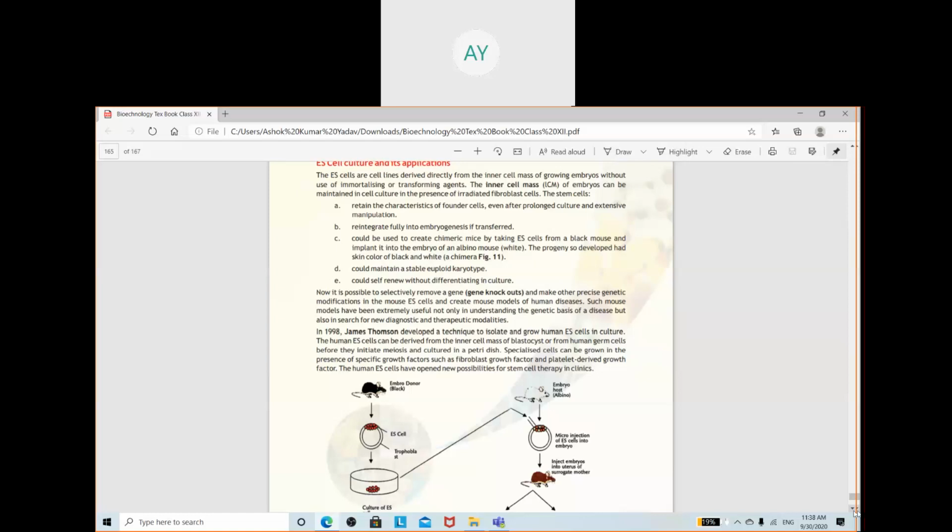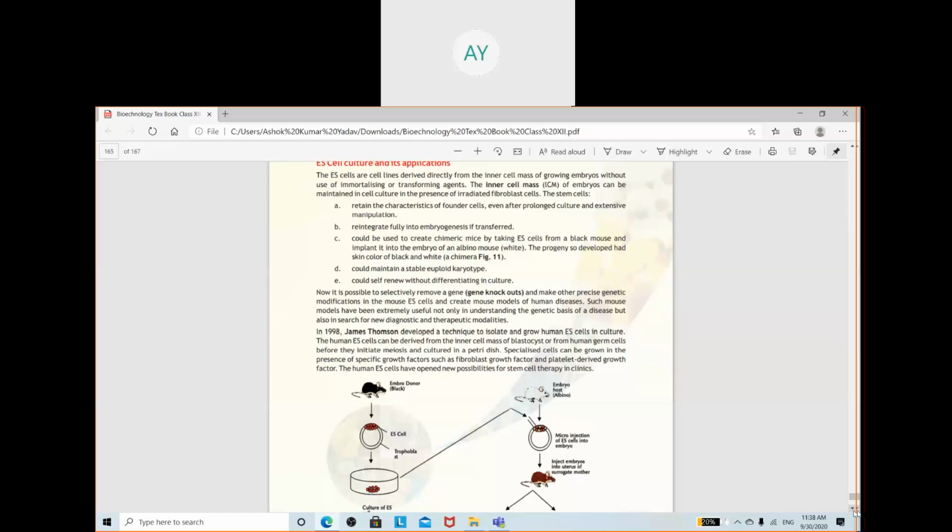If you fuse the male gamete and female gamete, after fertilization a zygote will form, and then the zygote will start multiplication by cleavage. In the earlier stage you collect that cell, which is the inner cell mass of that embryo. After the zygote, there is development of the embryo, and from that embryo you collect the cell and develop it in the animal or human cell culture lab. It retains the characteristics of the founder cell even after prolonged culture and extensive manipulation. Meaning, what property will it retain?